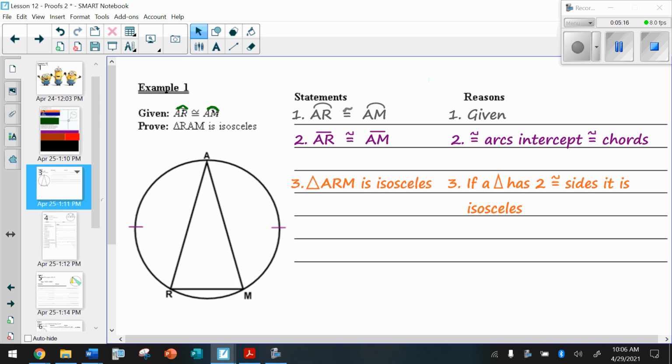So turn the page. We have a fill in the blank proof coming up next. Next on our docket is a fill in the blank proof. So here we go.